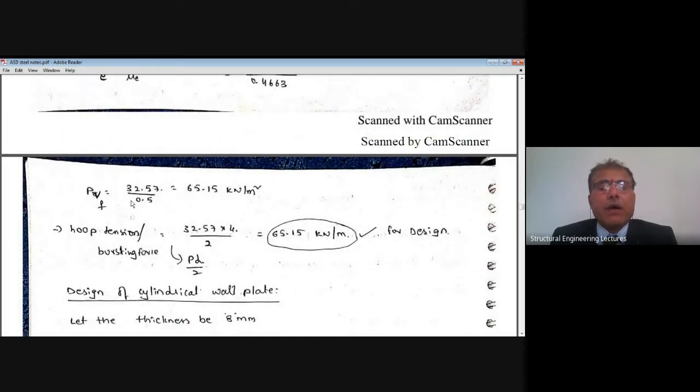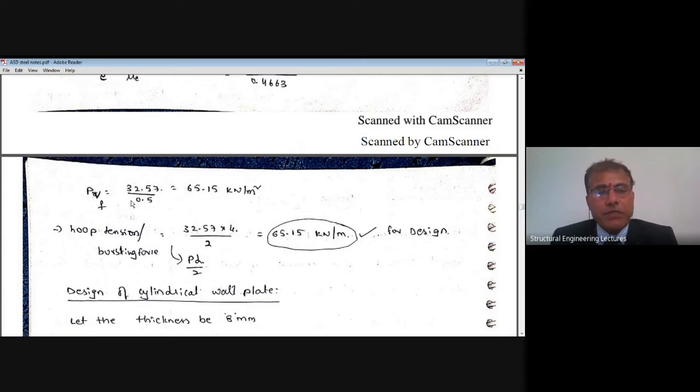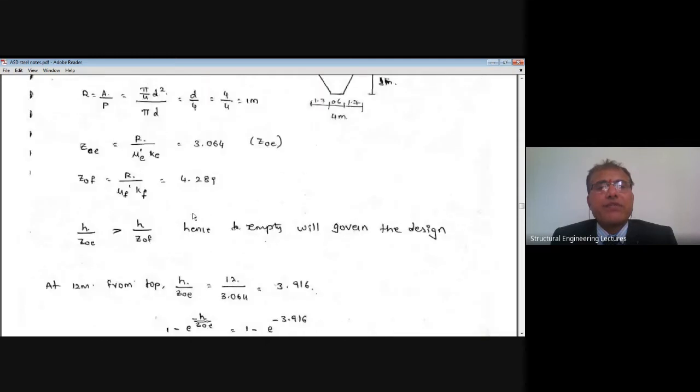Then we already know the relation between the horizontal pressure and vertical pressure in the form of the pressure ratio. Therefore, dividing by the pressure ratio, I'll now get the vertical pressure during filling as 65.15, right?